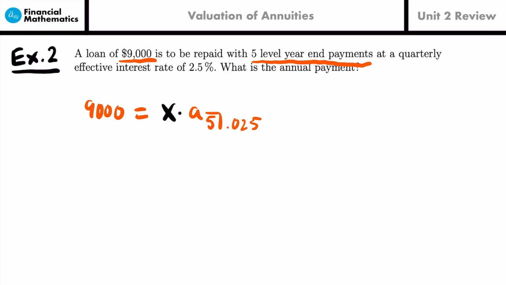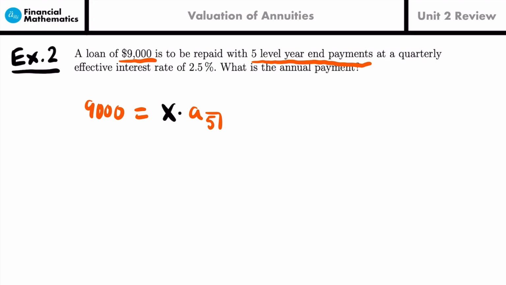And in this case, our payments are being made every year, right? We have 5 level year-end payments, but this is not a yearly interest rate. It's a quarterly effective interest rate, so we can't use that in this formula. We have to convert it to an annual effective interest rate.